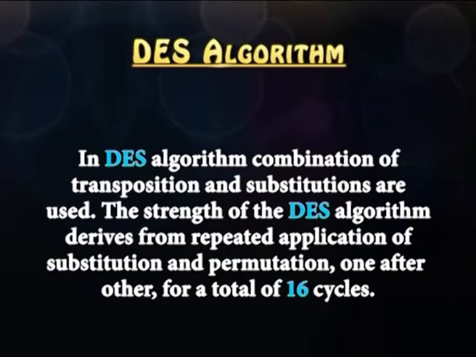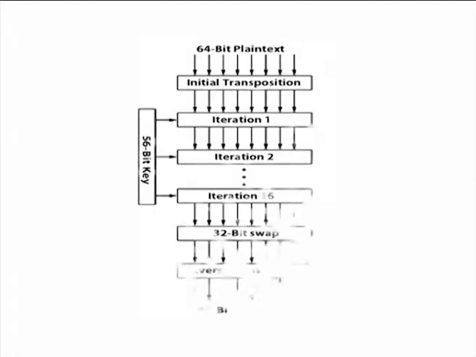In the DES algorithm, a combination of transposition and substitution is used. The strength of the DES algorithm derives from repeated application of substitution and permutation one after the other for a total of 16 cycles. That is, plain text is affected by a series of cycles of substitution and permutation. The iterative substitutions and permutations are performed as outlined in the figure shown.